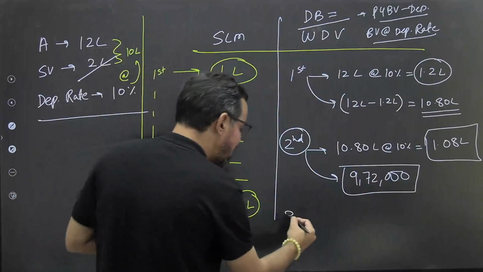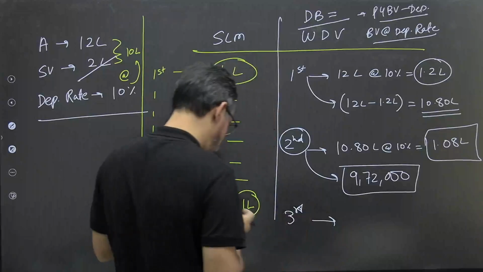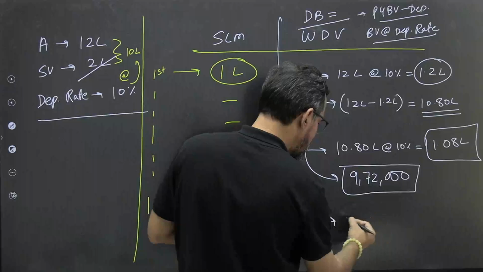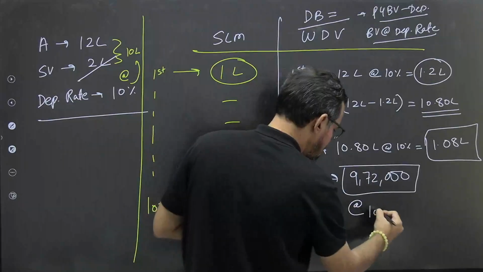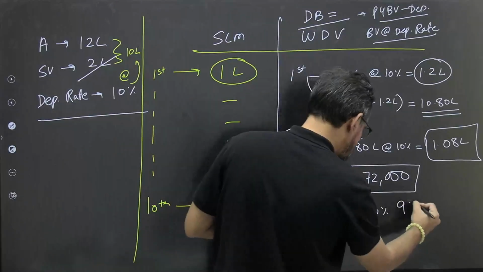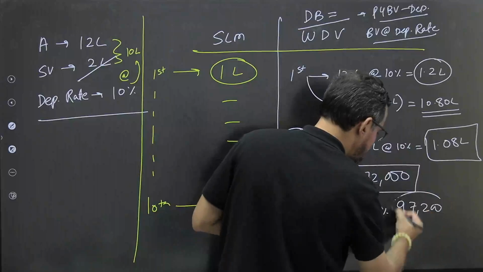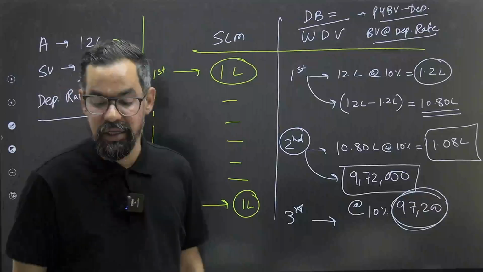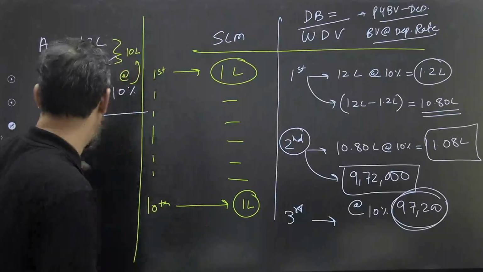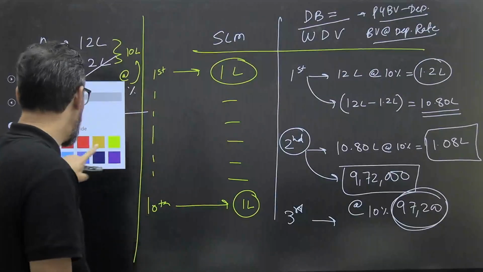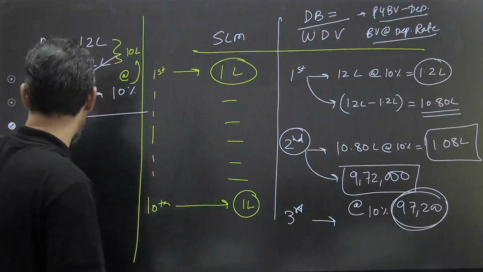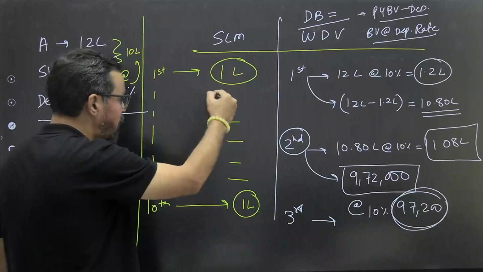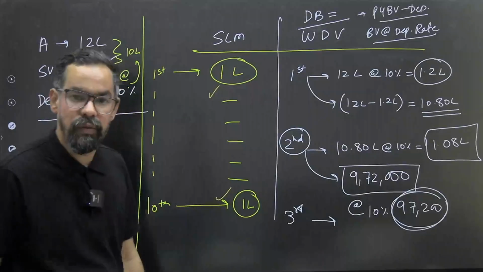When you calculate the depreciation for the third year, it will be 10% of this, which is equal to 97,200. So the depreciation for the third year will be 97,200. So every year, now this is the game which you have to build your understanding around, right? In the straight line method in this particular case, the depreciation amount charged will remain the same throughout the period.